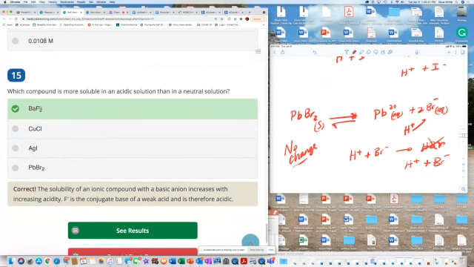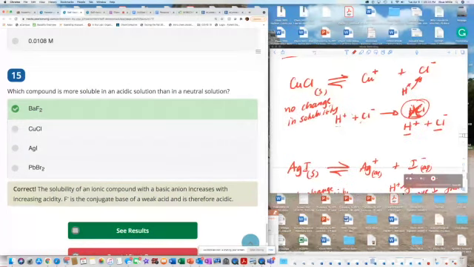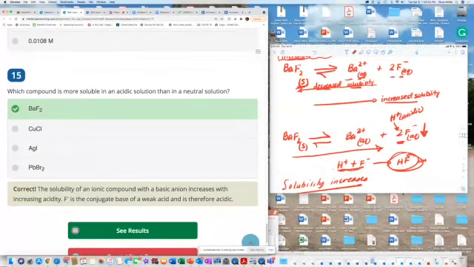But you can see here, in the first scenario, that was the only time where hydrogen ion was able to remove fluoride ion from solution. In doing so, it forced the equilibrium to shift to the right according to Le Chatelier's principle, thereby forcing the solubility to increase.